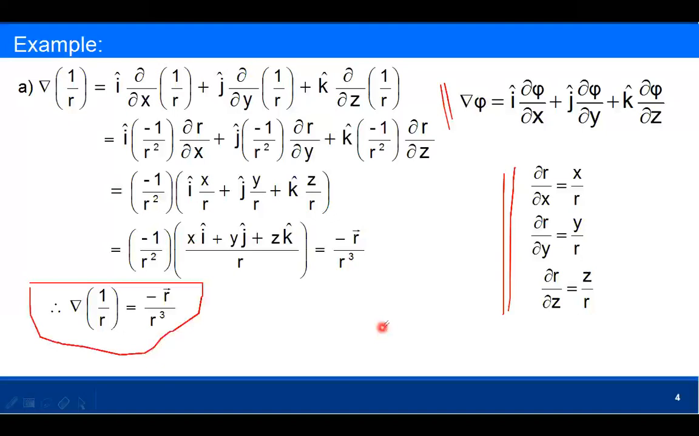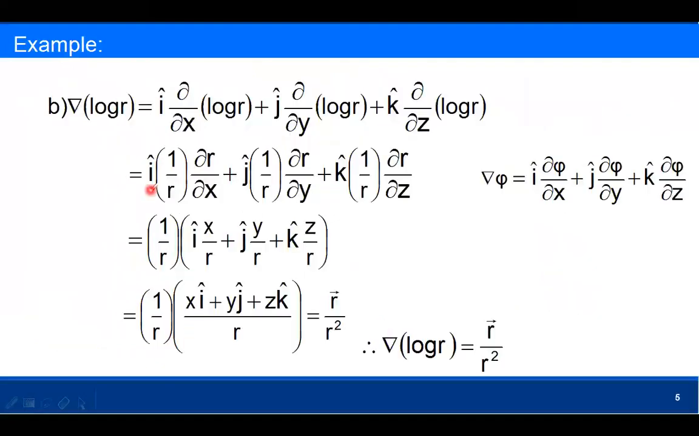See this. Find del of log r, that is gradient of log r. Again we are using this gradient formula. So del phi equal to i dou phi by dou x plus j dou phi by dou y plus k dou phi by dou z. So now in this phi is log r. i dou by dou x of log r plus j dou by dou y of log r plus k dou by dou z of log r.